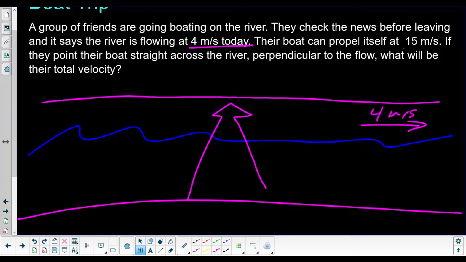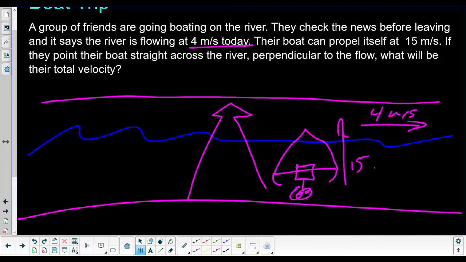The boat that they're on, what do boats look like? Right, here's their boat. This thing is going to travel in that direction at 15 meters per second. So if their boat points straight across the river, perpendicular to the flow of the river, what will be their total velocity?